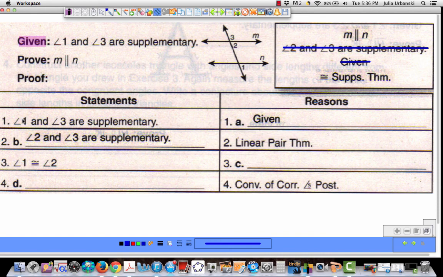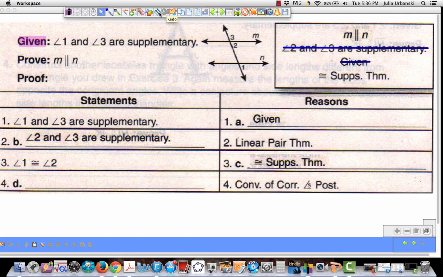Look at this. Angle 1 and 3 are supplementary. Angle 2 and angle 3 are supplementary. We talked about this a while ago. When two angles are supplementary to the exact same angle, then these two angles must be equal to each other as well. That's called the congruent supplements theorem. So write that down right here and eliminate that from our choices.